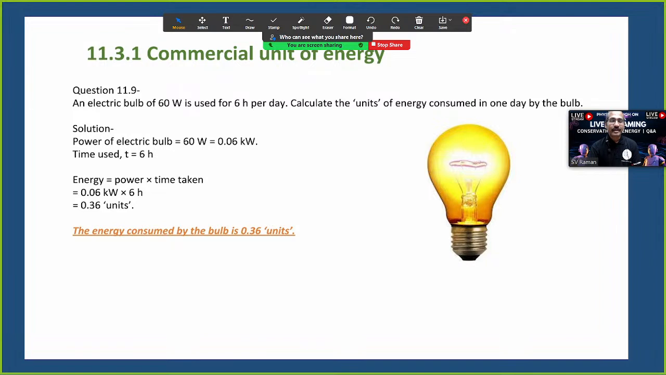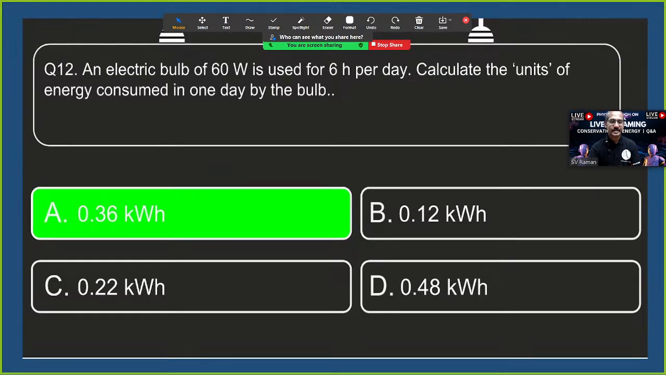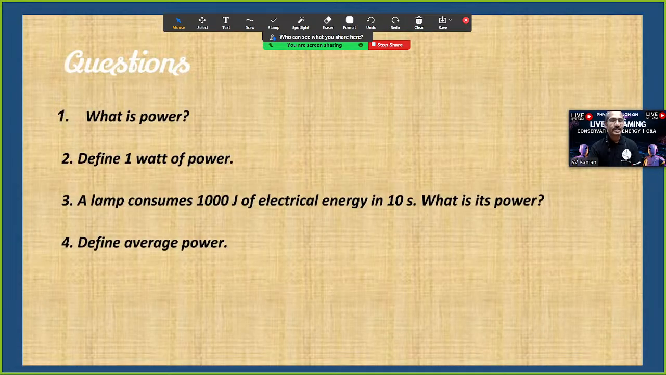You can see the power of the electric bulb is 60 watt, convert into kilowatts. So 0.06 kilowatt. Time used is 6 hours. So energy is equal to power into time. So 0.06 kilowatt into 6 hours, so 0.36 units. Hope it's clear. So 0.36 kilowatt hours.